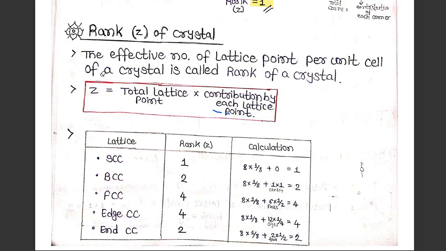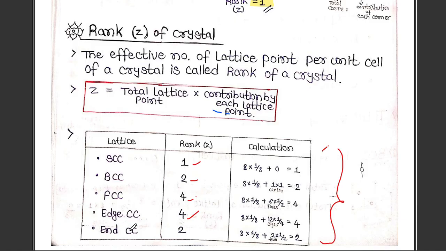Here is a table given, and you can see what the rank is in revision form. For simple cubic unit cell, the rank is 1. For body centered, the rank is 2. For face centered, the rank is 4. For edge centered, the rank is 4. And for the end centered unit cell, the rank is 2.